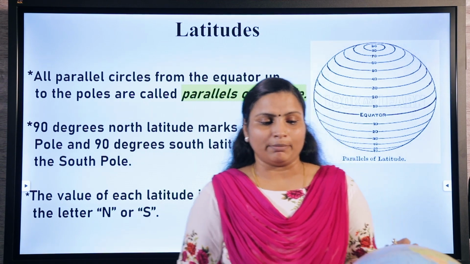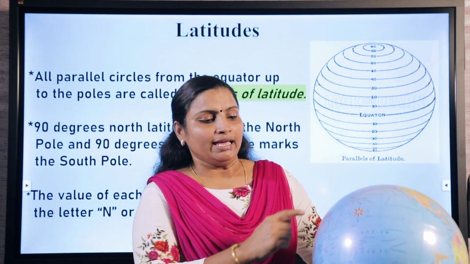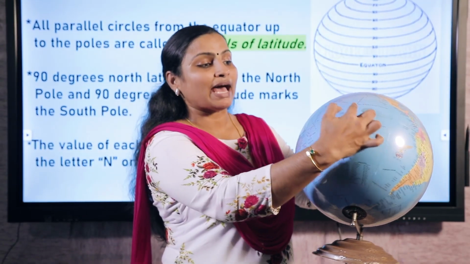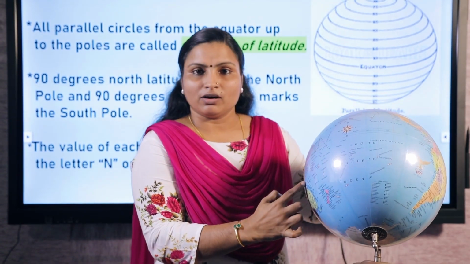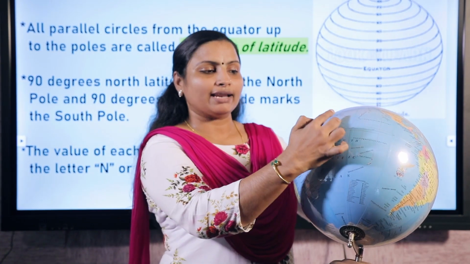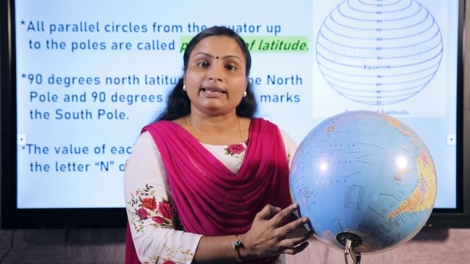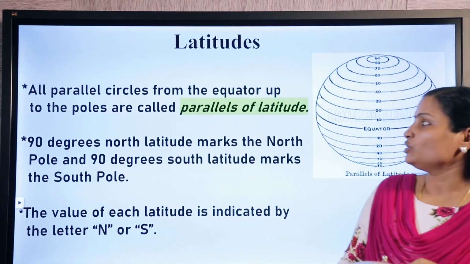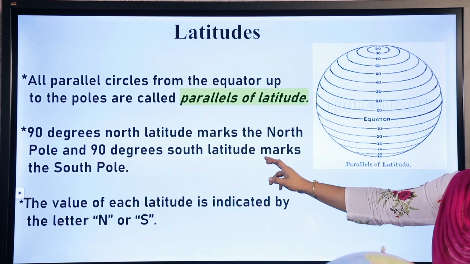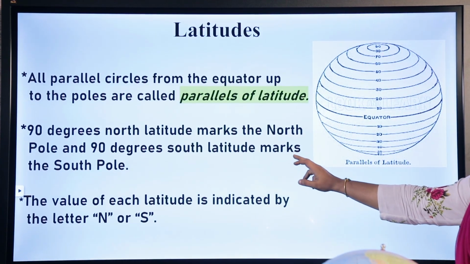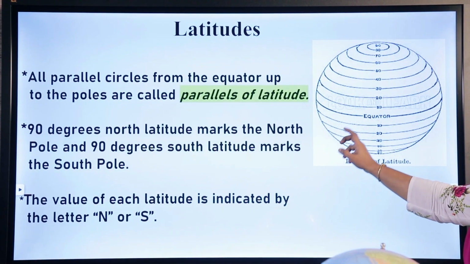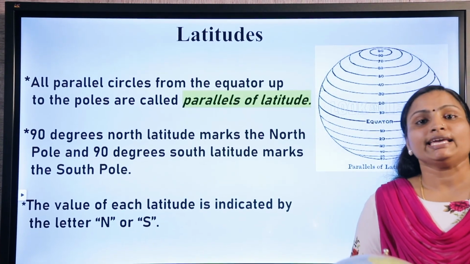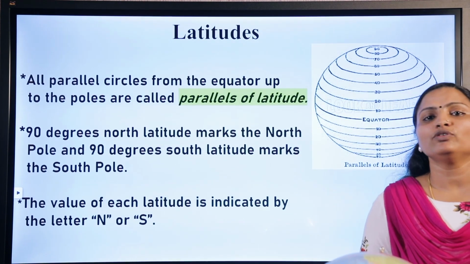Next we have to learn about latitudes. See, here besides this equator, there are some horizontal lines parallel to equator are called latitudes. Horizontal lines parallel to equator are called parallels of latitude. Then 90° north latitude marks the North Pole and 90° south latitude marks the South Pole. The value of each latitude, it is indicated by S for south and N for north.